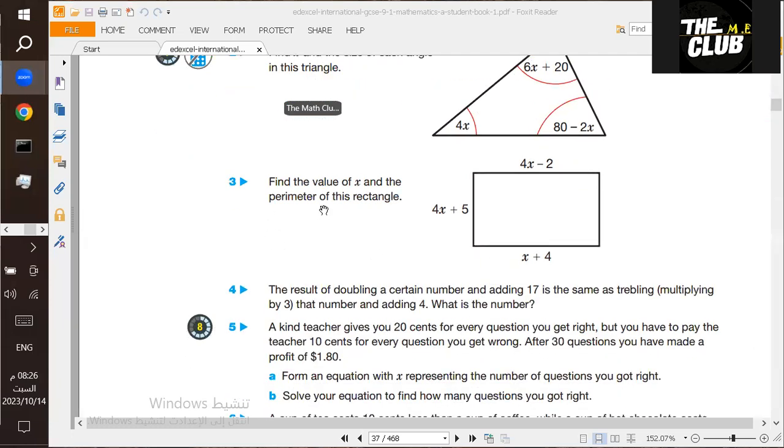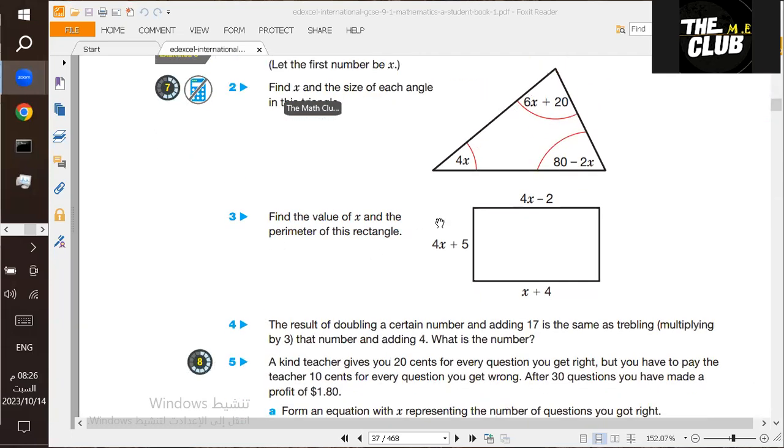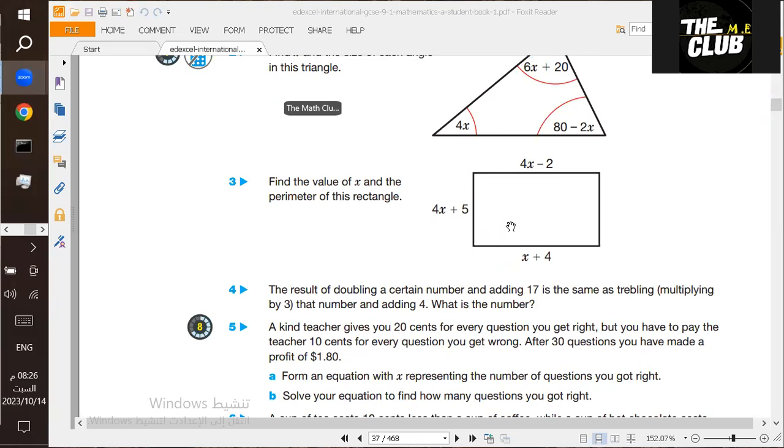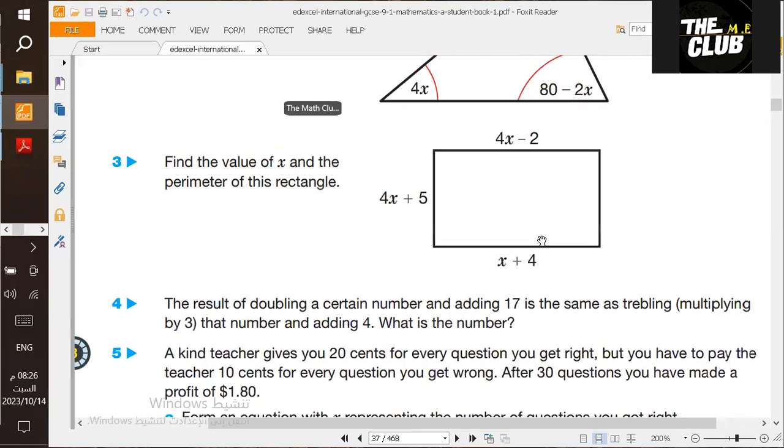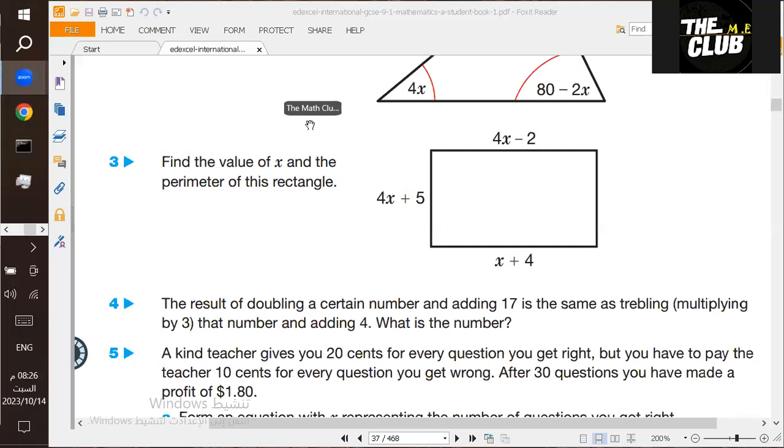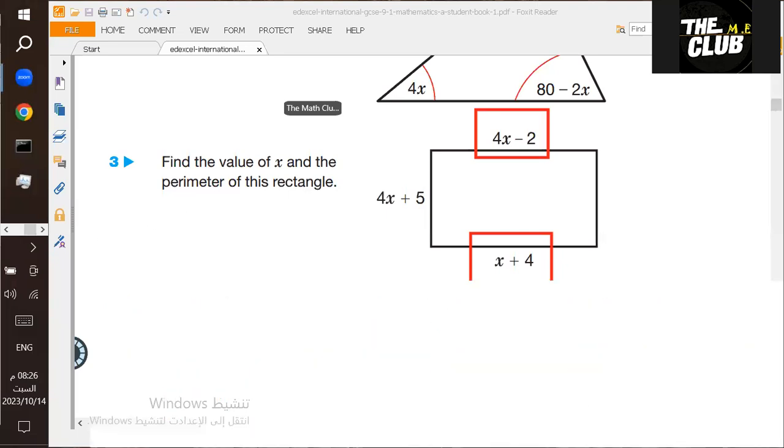Same idea here. Find the value of x and the perimeter of the rectangle. Okay. Here, we have a rectangle. We're going to find the value of x. How can we do this? We will use the property of equality, the equal sides. Because this side is equal to this side. They are the same. It means I can write it as an equation and then I can find the value of x. So I'm going to do it like this.